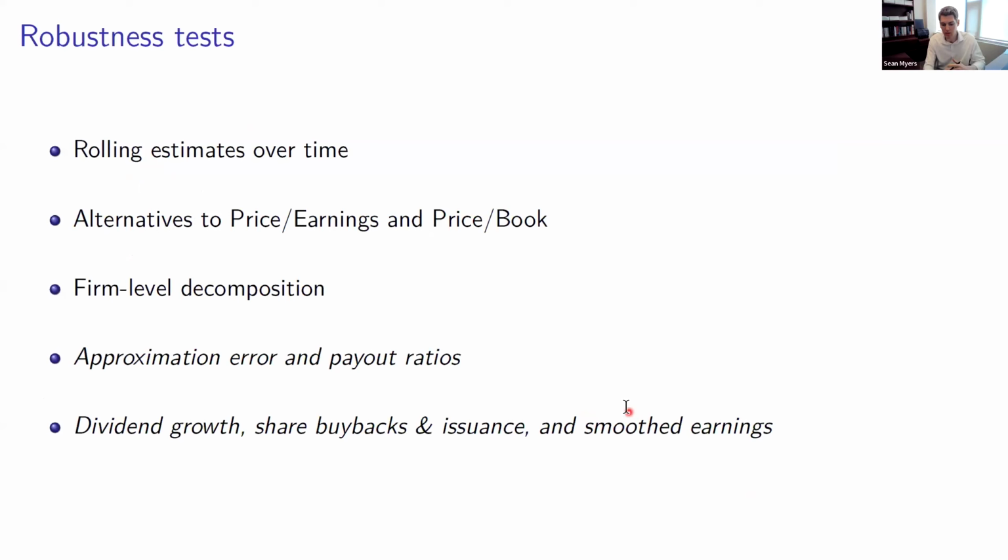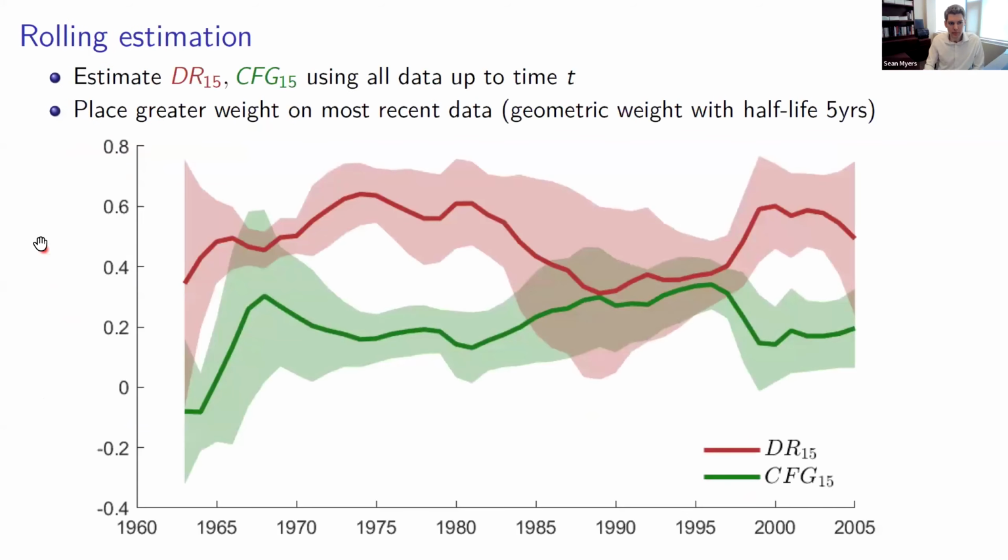So we do a lot of robustness tests throughout the paper. I'm just going to focus on a couple of them here for today, which I'm hoping will be the most relevant. So the first is looking at this result over time, rather than taking the full sample. So what we do is we estimate our discount rate news and cash flow growth news over a rolling sample.